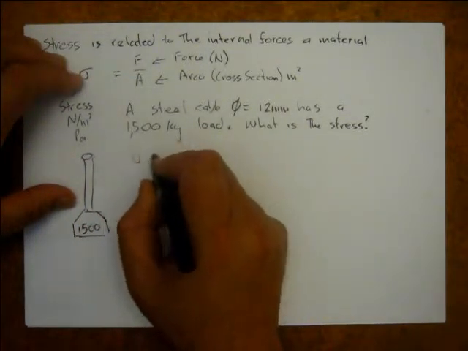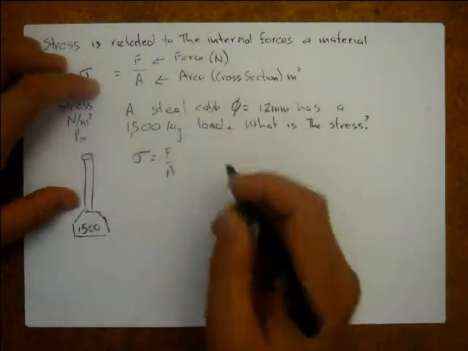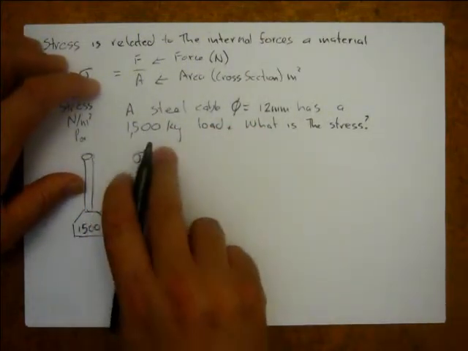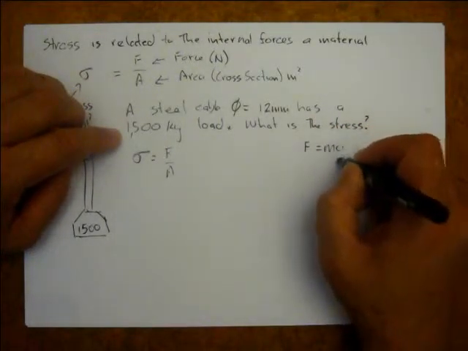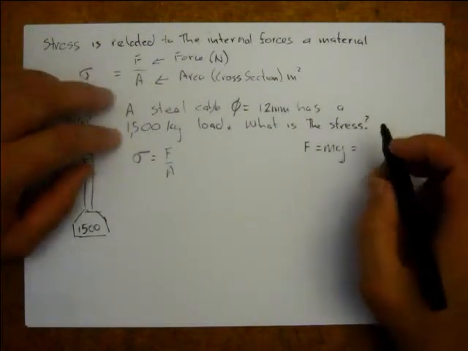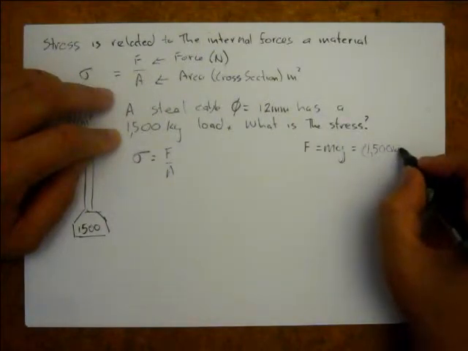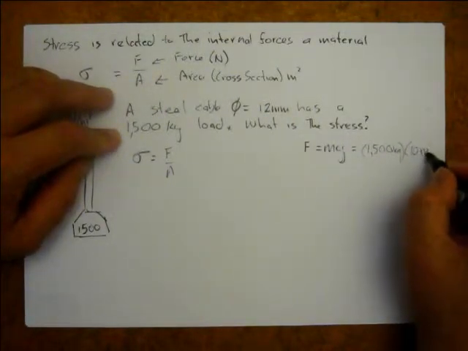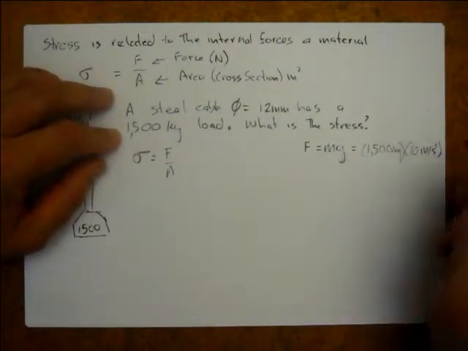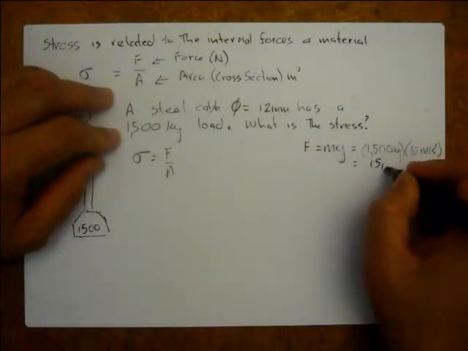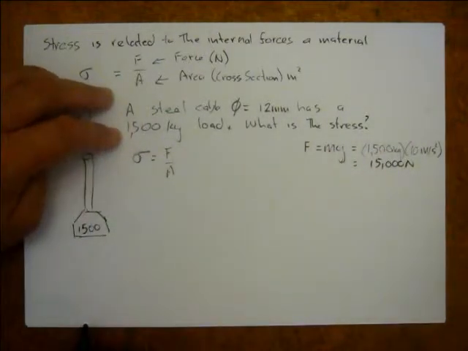We know the stress is equal to force over area. Do we know the force? No. Can we work it out? Well, the force is just going to be the gravitational force, so mass times gravity, which is equal to 1500 kg, and for today we're going to use 10 meters per second squared for gravity. If you use 9.8, feel free, but this just allows me to do it in my head. So the force is equal to 15,000 newtons.